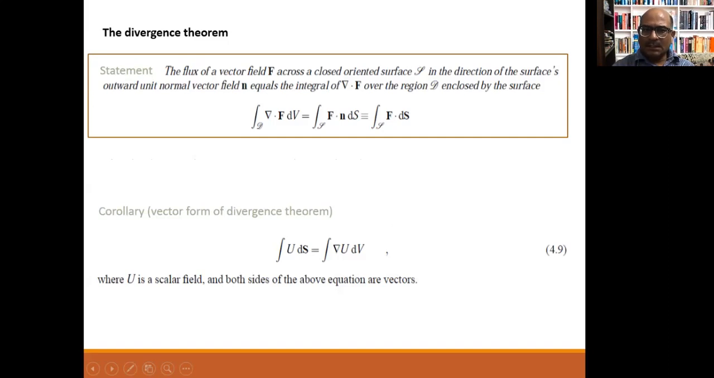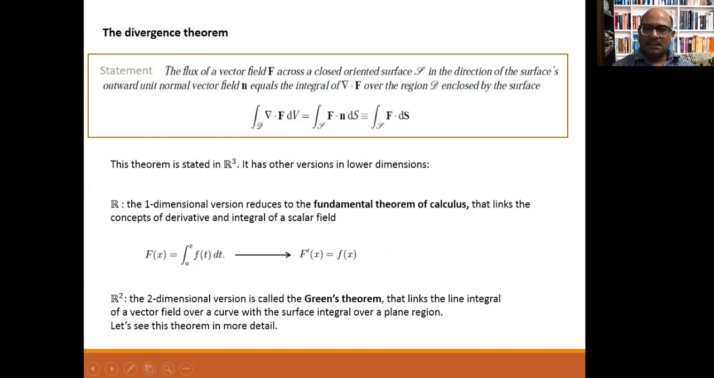So a corollary to this vector form of the divergence theorem is the integral of u dS equals the integral of del u dV, where u is a scalar field and both sides of the above equation are vectors. Okay. And this theorem is stated in R cubed. It has two other versions in lower dimensions also. The one-dimensional version reduces to the fundamental theorem of calculus that links the concept of derivatives and integral of a scalar field.